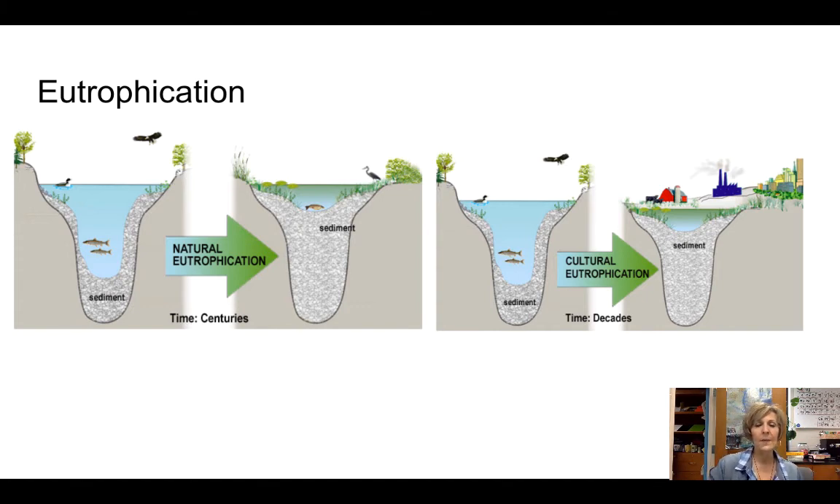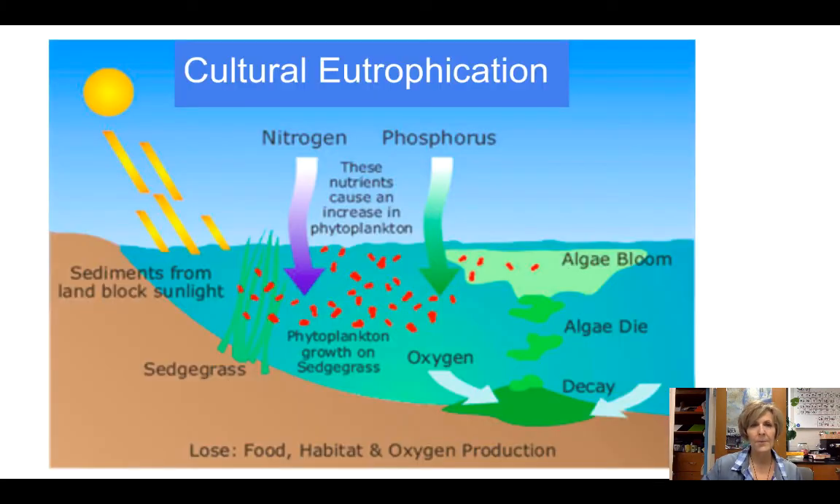So you've learned about these. That's natural eutrophication. Humans, though, cultural eutrophication speeds up the process of natural eutrophication, and there are some very detrimental effects of that I want to talk about. The problem in cultural eutrophication is too much nutrients, specifically nitrogen and phosphorus.